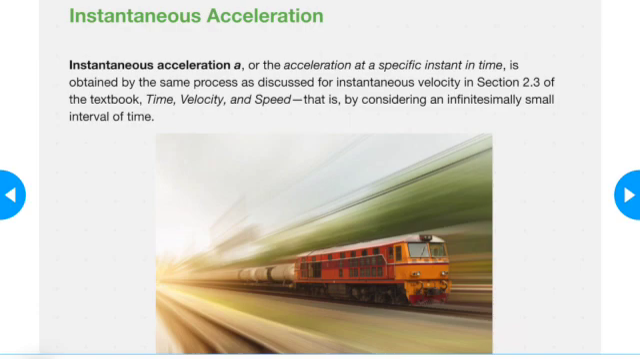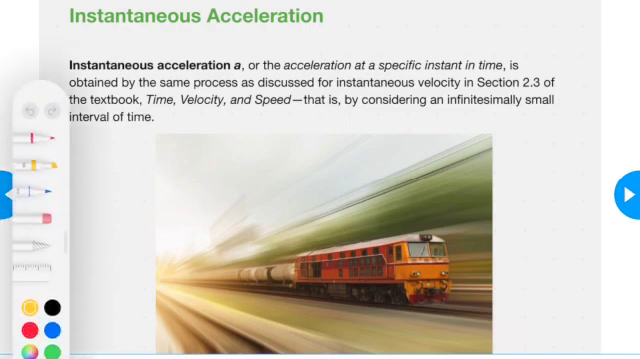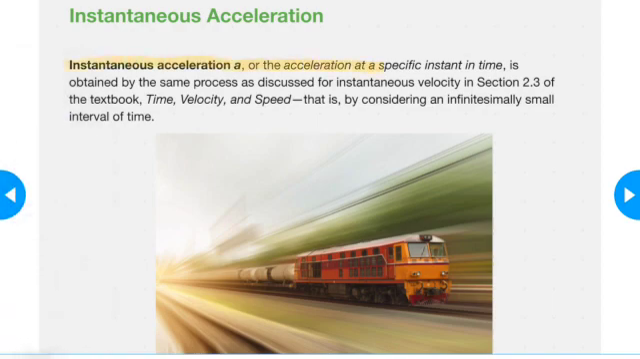All right, so instantaneous acceleration, another definition for us to write down, is the acceleration at a specific instant in time. And similar to instantaneous velocity, we can't just calculate that without having calculus or specific things given to us like tables, graphs, things like that. So we can't really find it without that information.